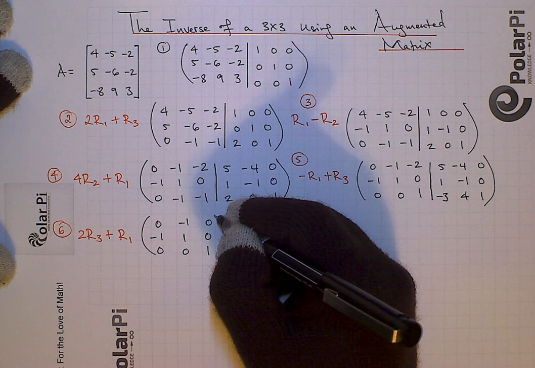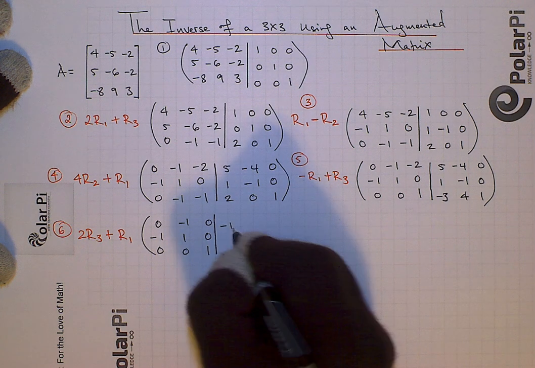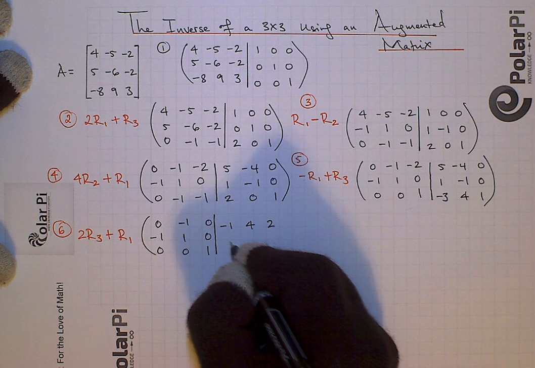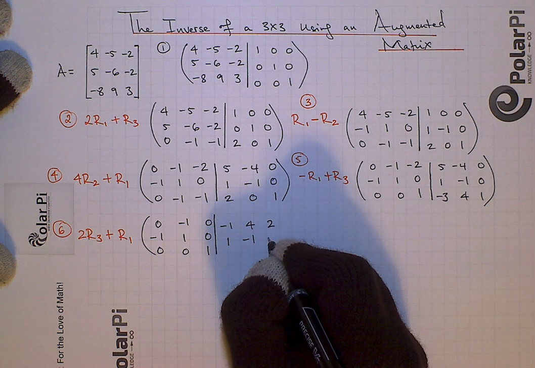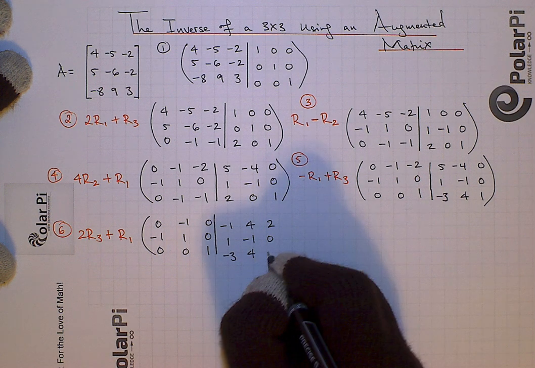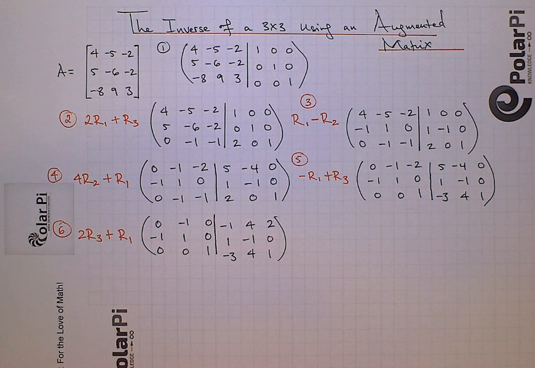Okay. And then on the right side, we'll have negative 1, 4, 2, and then 1, negative 1, 0, and then negative 3, 4, 1. Got it. Okay, so what's next?